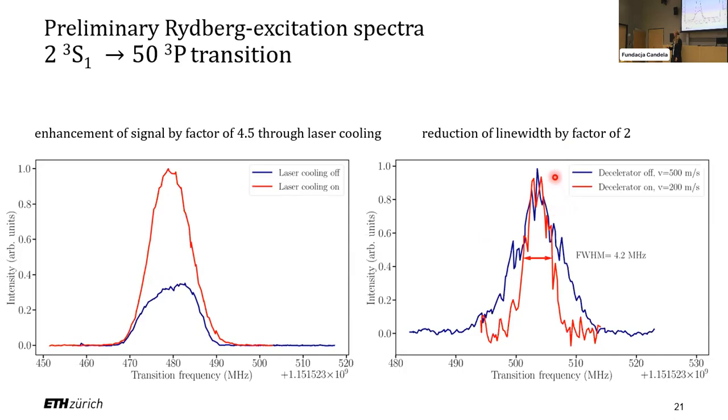Now we also use the Zeeman decelerator in combination with the laser cooling to demonstrate that we could already decrease the full width half maximum line width of the line to 4 megahertz using the Zeeman decelerator. So this was a reduction of almost a factor of 2.